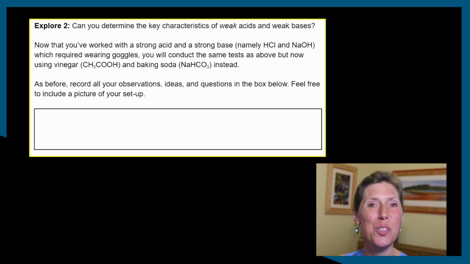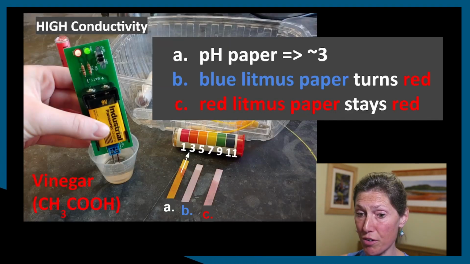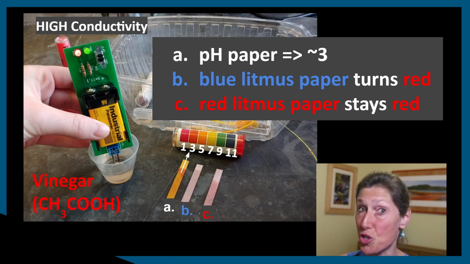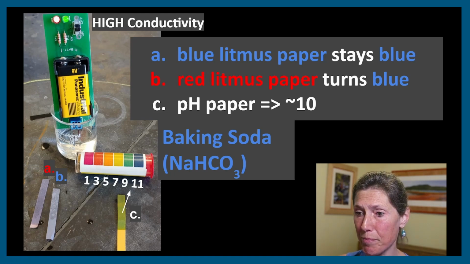The second Explore involves determining the key characteristics of weaker acids and bases, which does not necessarily require the use of goggles. So I give them vinegar and baking soda. Here's the data that they would find for vinegar. I call vinegar chaku. Here's some sample data my students found with baking soda.